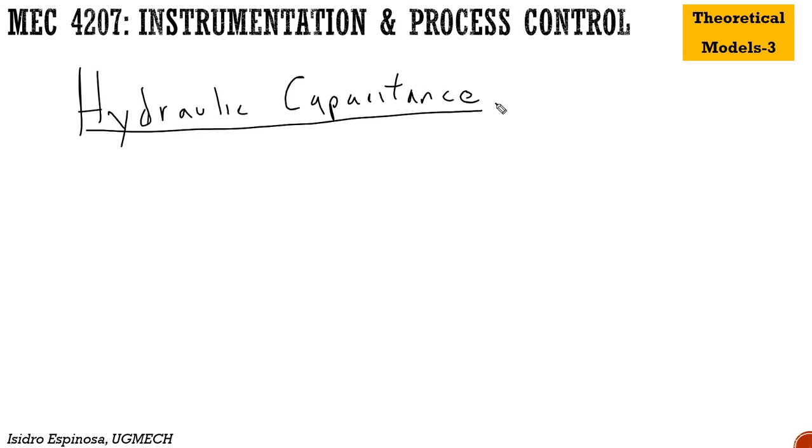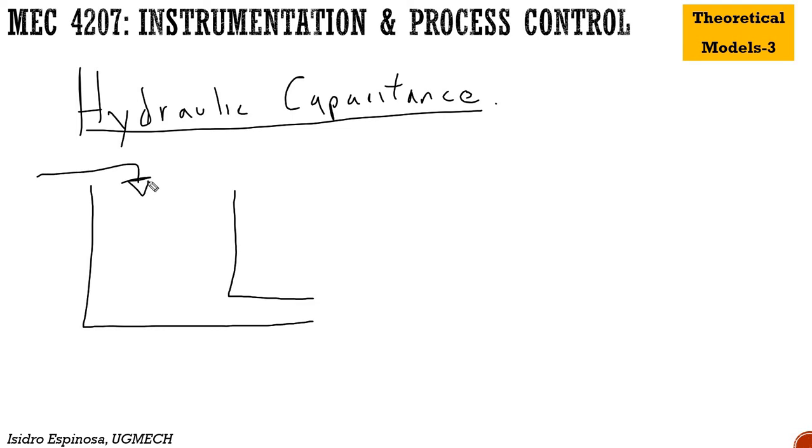Hydraulic capacitance is a term used to describe the energy storage with a liquid, where it is stored in the form of potential energy. The general diagram to describe this model or system: we have a tank, and as we know, we have feeding, in this case water. Normally the tank has a certain height capacity or design capacity, and we have an outlet.